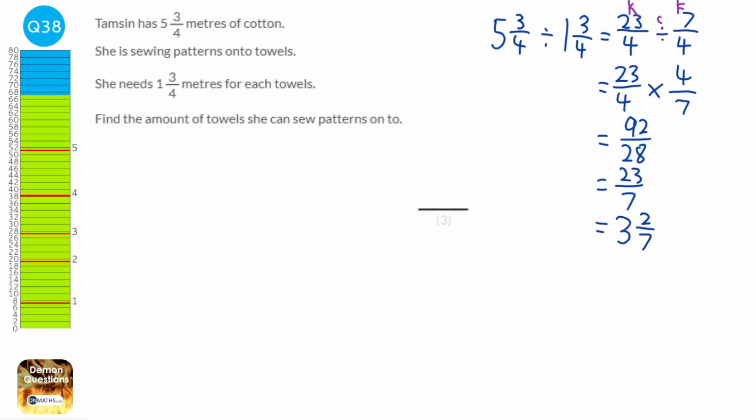Now it asks us for the amount of towels that she can sew patterns into. Now the issue here is that she will do 3 whole towels but then have some left over, but she doesn't have enough to create a 4th towel, so it's just going to be 3 as an answer.